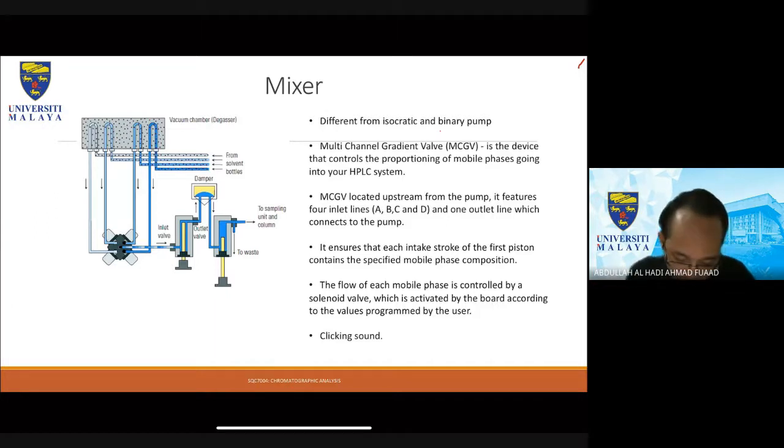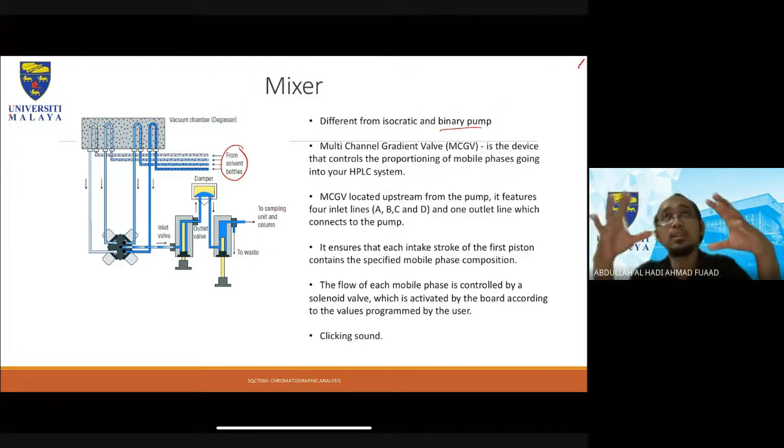Do I have it here? I don't have it here. So MCGV is located upstream of the pump. It features 4 inlets, A, B, C, and D, and 1 outlet line which connects to the pump. That is where you have your solvent from bottles up here, and then you have a valve that actually controls what percentage of solvent should go into your pump.